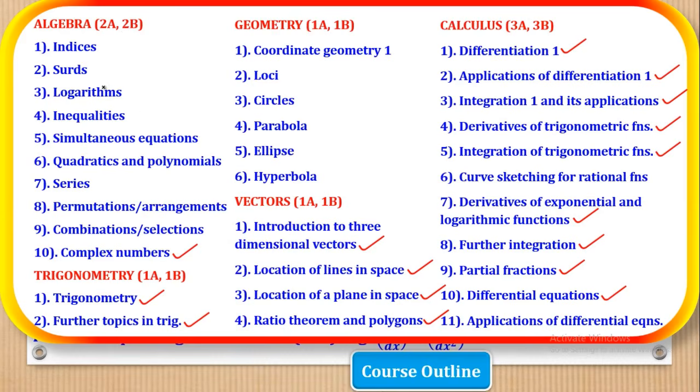Math Paper 1 is divided into 5 parts. The first part is algebra, where 2 questions come in Section A and 2 in Section B. The second part is trigonometry, where 1 question comes in Section A and 1 in Section B. The third part is geometry, with 1 in Section A and 1 in Section B. The fourth part is vectors, with 1 in Section A and 1 in Section B. And the last part is calculus, where 3 questions come in Section A and 3 in Section B.